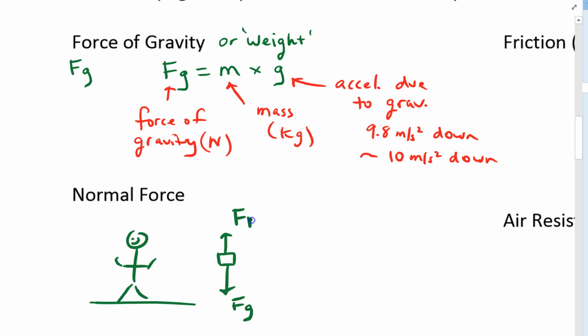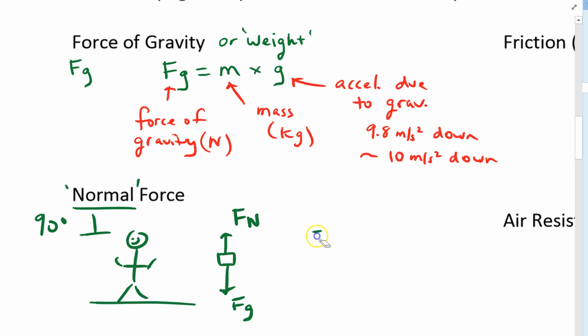I'm going to go capital N for that. And just by the way, the word normal has a specific meaning. It means 90 degrees. It means the same thing as perpendicular. And so where's that 90 degrees from? Well, if the ground is this direction, then the normal force is going to be 90 degrees from the ground.